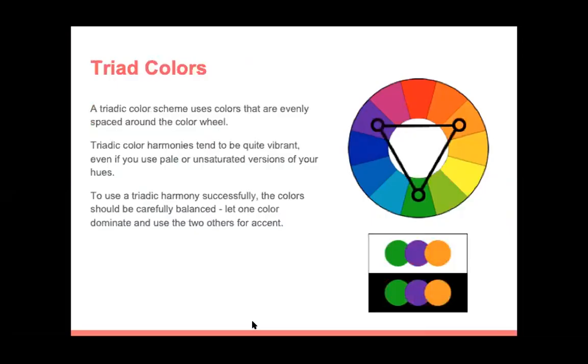You also have triad colors, and these are colors that are evenly spaced around the color wheel. The triadic color harmonies tend to be quite vibrant, even if you use pale or unsaturated versions of your hues. To use a triadic harmony successfully, the colors should be carefully balanced. Let one color dominate and use the others for accent. See, purple, orange, and green here are the example of triad colors.